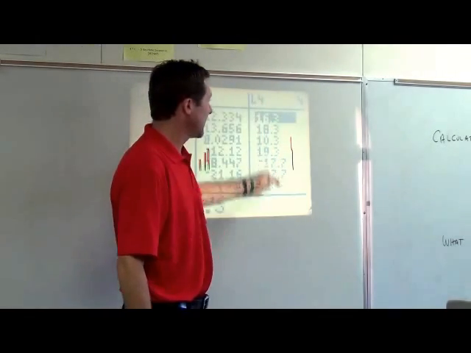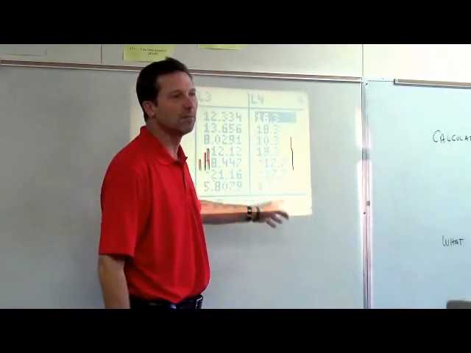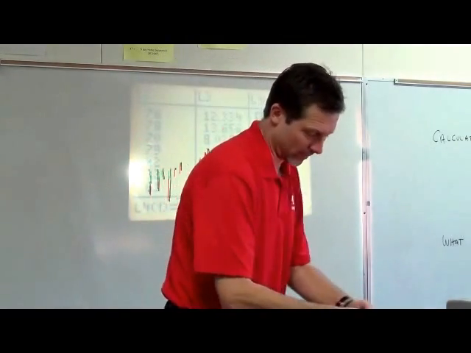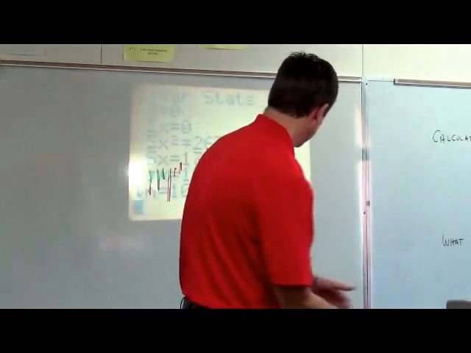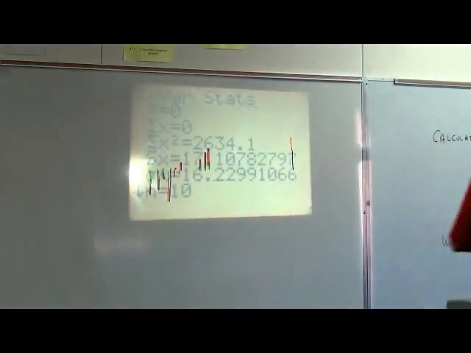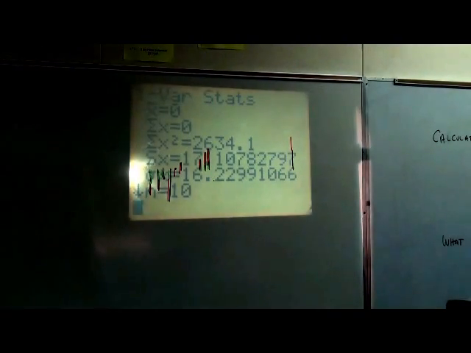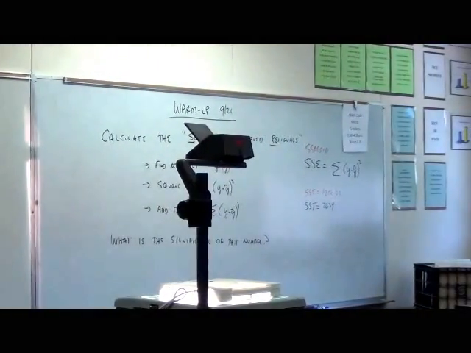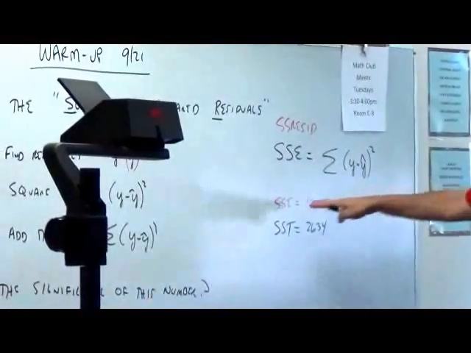Okay, this has a fancy name as well. It's called SST, the sum of the squared total. So if I did a 1-var stat on that, the sum of the squared total would be about 2,634. So that's what the black line squared added up to. The red line squared added up to 1258.